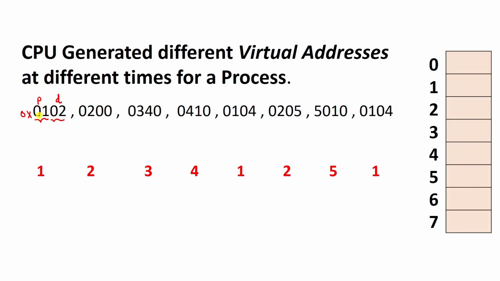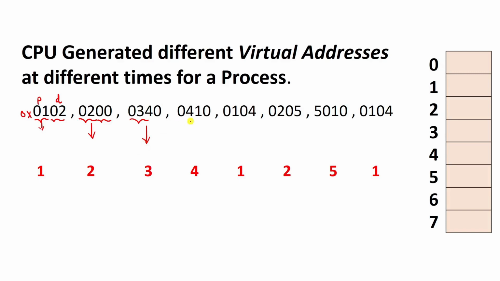In that sense, this 0102 is telling me that the CPU is asking for page number 1. 01 in decimal is 1, right? Now 0200 means the CPU is asking for page number 2 and the 0th byte of page number 2, whereas here the second byte of page number 1 was asked. So this is page number 2. The same way, this is asking for page number 3 and the 40th byte of that page. So this is page number 3.